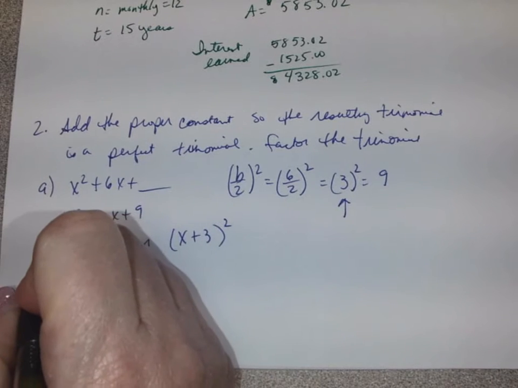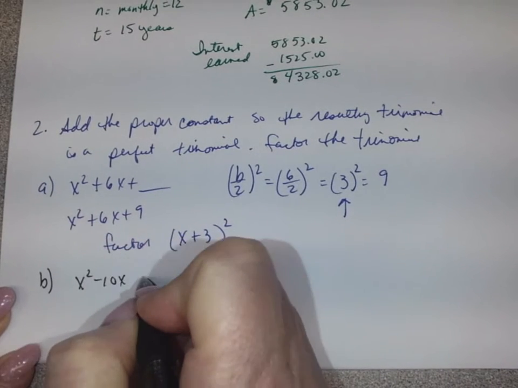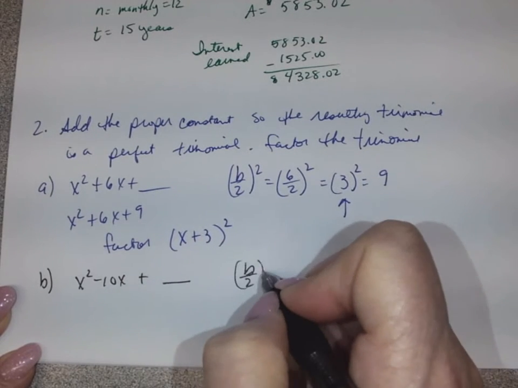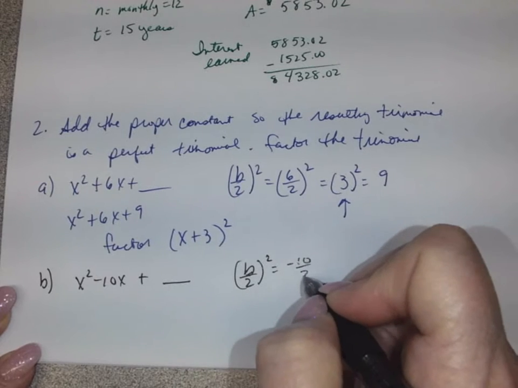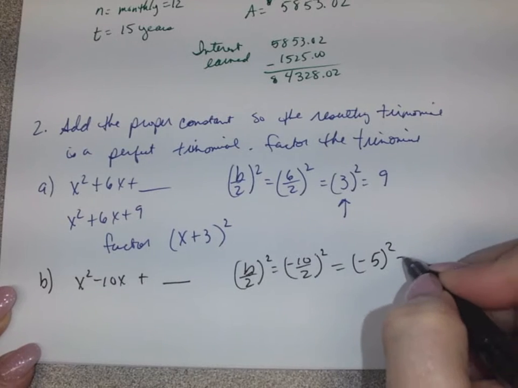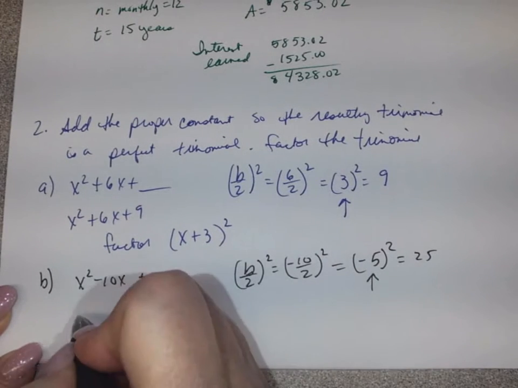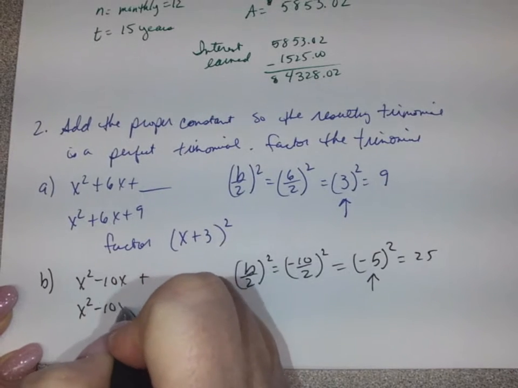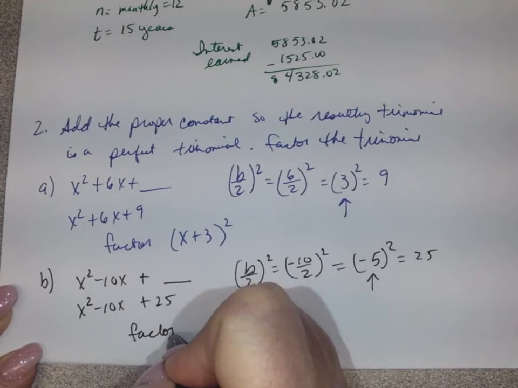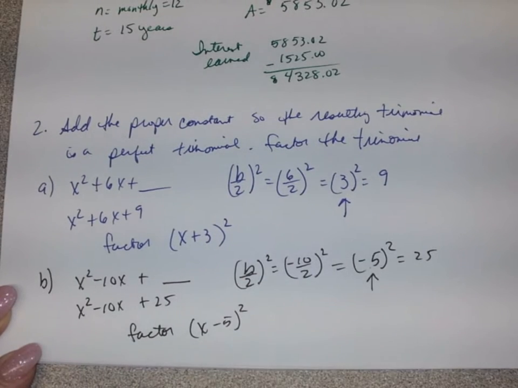All right, let's look at part B. If we have x squared minus 10x plus blank, our b over 2 squared will get us negative 10 over 2 squared. Negative 10 over 2 is negative 5 squared, which is 25. So remember, this is the value we're going to use in our factor. So x squared minus 10x plus 25, and the factor would be our x minus 5 squared.